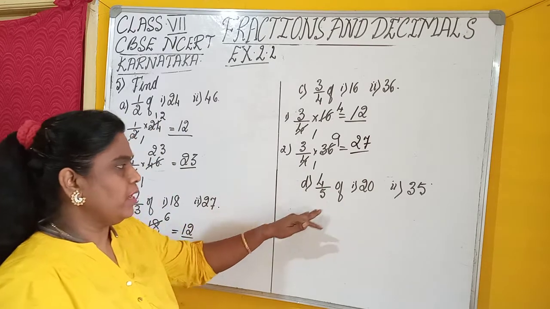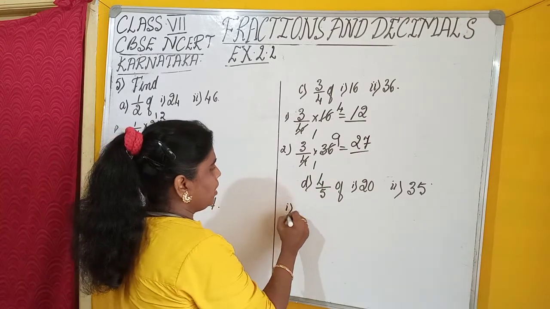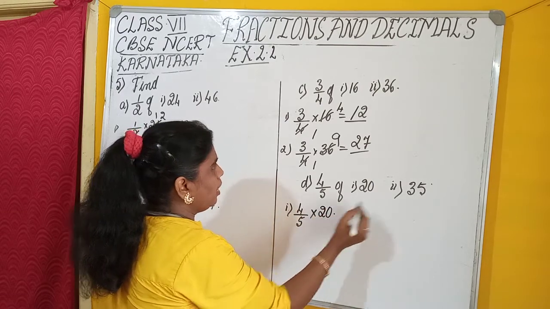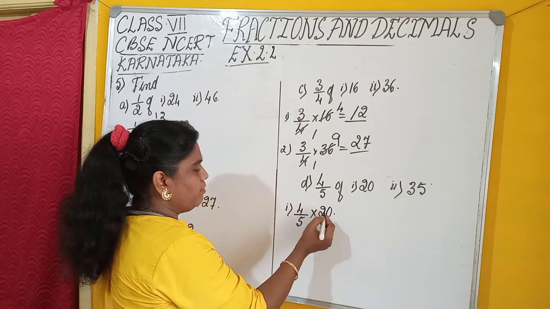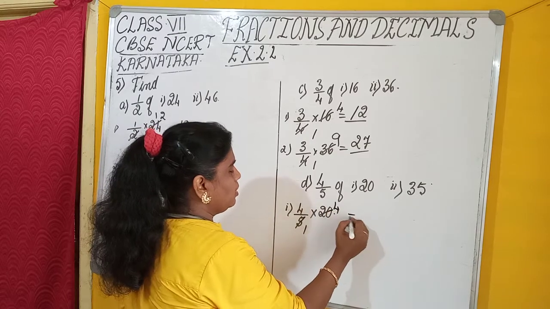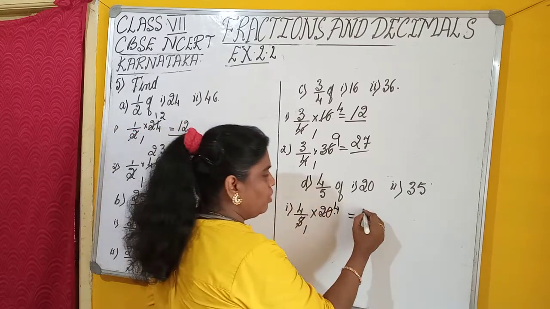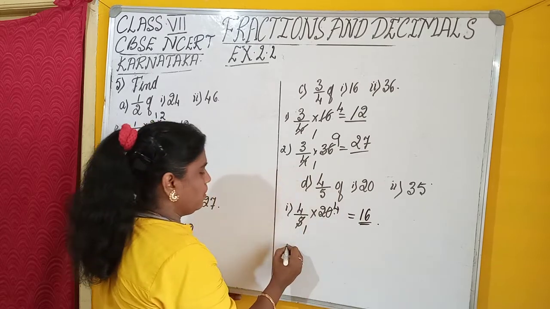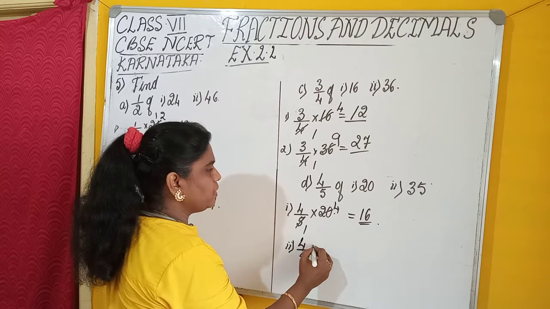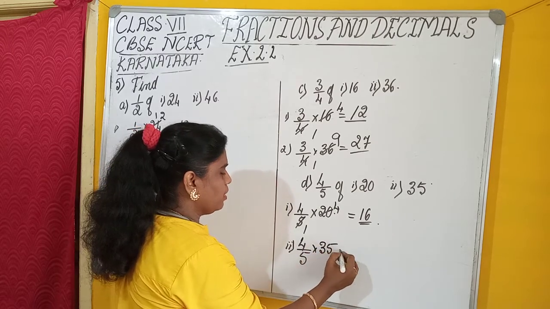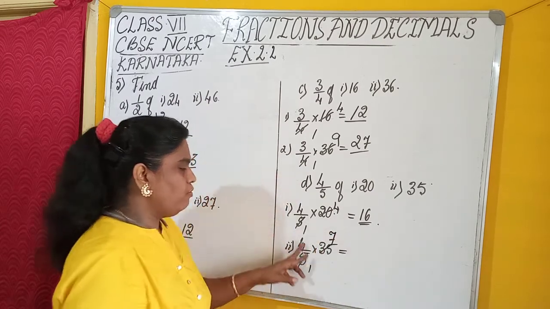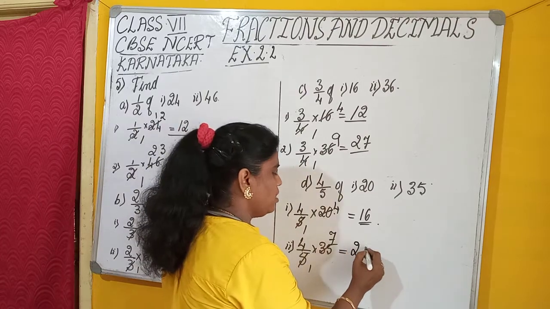Next, 4/5 of 20. 4/5 of means into 20 and then we are simplifying, dividing 20 by 5. 5 ones are 5, 5 fours are 20. Then multiply 4 with the 4, 4 fours are 16. Next, 4/5 of 35. Divide 35 by 5, 5 ones are 5, 5 sevens are 35. 4 into 7 is 28.